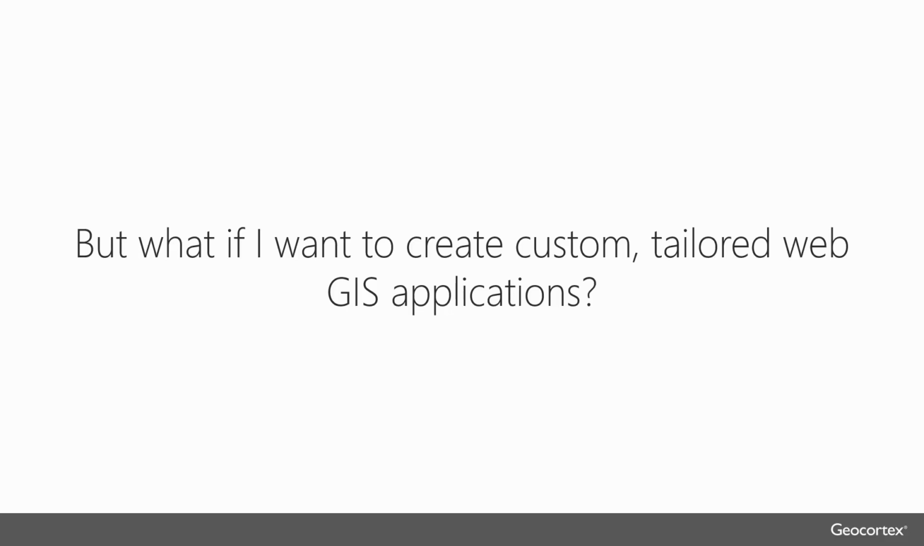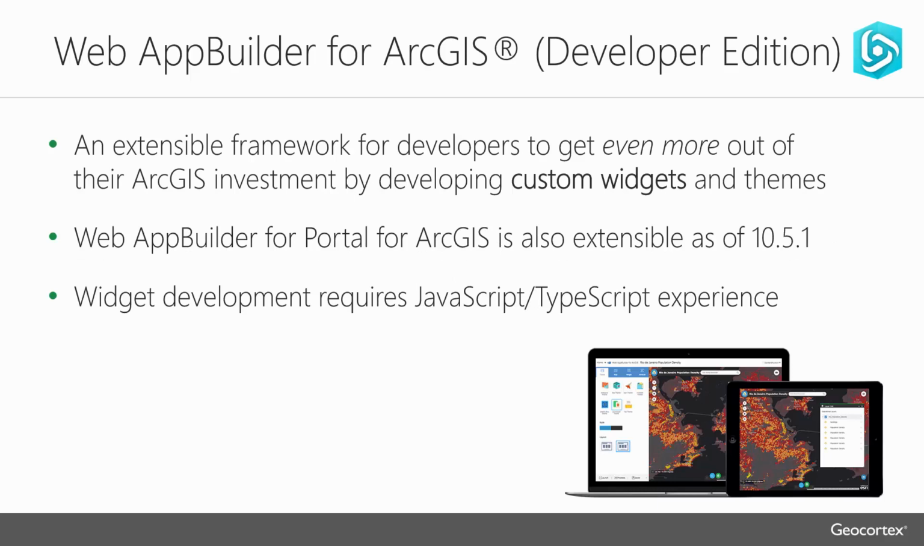So again, Esri provides you with a lot of great out-of-the-box tools, but sometimes you want to go a little bit further than that. So Esri actually provides another version of Web App Builder for doing that, and they call it their developer edition of Web App Builder. Now, this is an extensible framework of Web App Builder. It allows you to get even more out of Web App Builder by creating custom widgets and themes. So that edit tool that I added to the map is called a widget. And Esri provides a framework that allows you to create custom widgets.